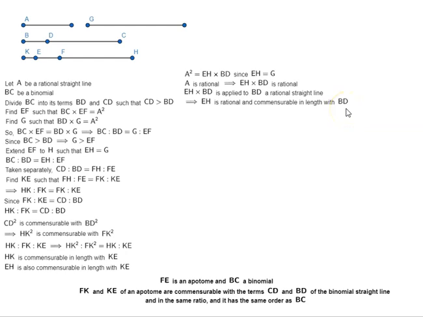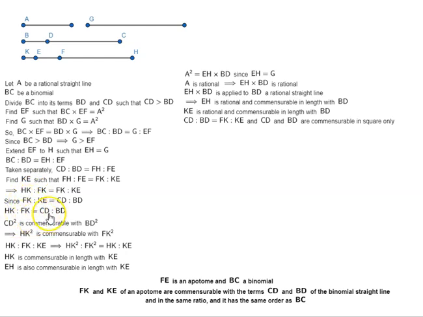length with BD. Since EH is rational and BD is also rational, we can say they are rational and commensurable in length. Now, KE is rational and commensurable in length with BD because EH and KE are commensurable with each other. And since EH is commensurable with BD, KE is also commensurable with BD. Okay, now CD is to BD is equal to FK is to KE.